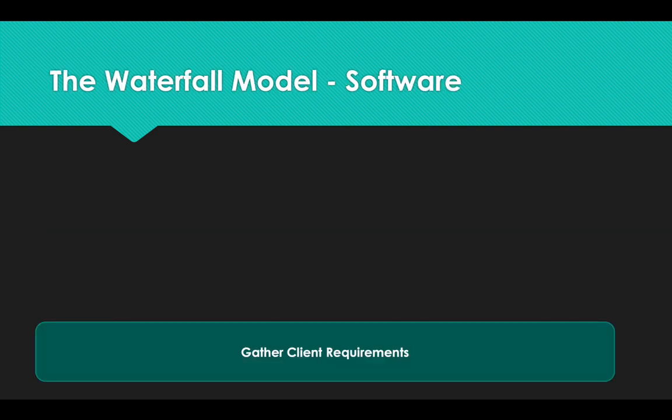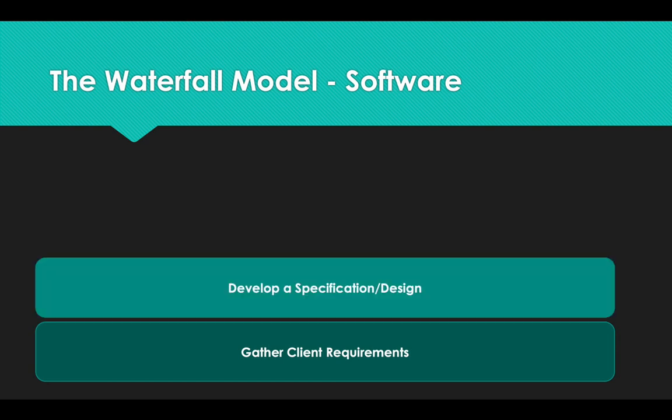So if we want to map the waterfall model to software, it would look something like this. You would want to go to the client, gather all of the requirements of the system that they want you to build, and then sign off on what those requirements are.